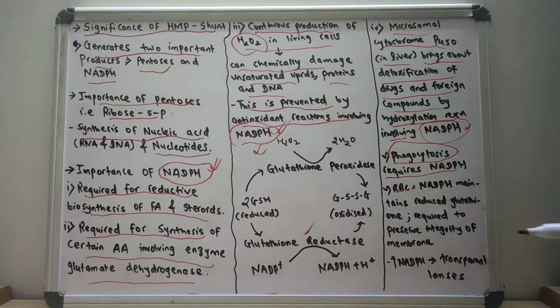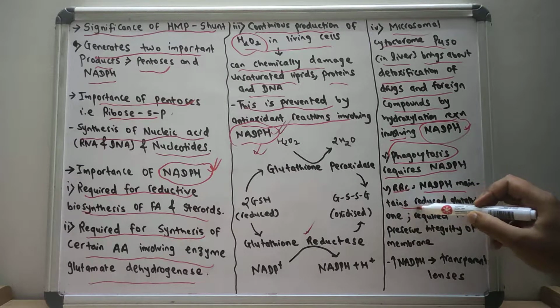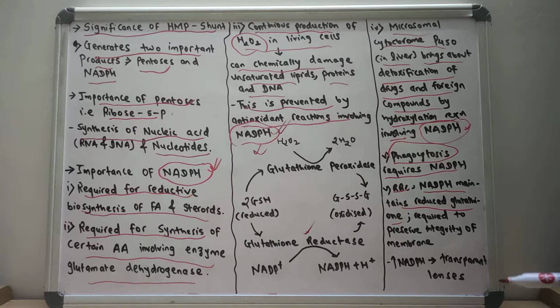In the RBC, what happens? NADPH maintains the reduced glutathione, and this reduced glutathione is required to preserve the integrity of the RBC membrane. So if there is a deficiency of NADPH, then there will be impaired reduced glutathione, and if there is no reduced glutathione, then the integrity of the membrane of the RBC is disrupted, and the RBC would be deformed if there is less production of NADPH, or there is any defect in the HMP shunt.